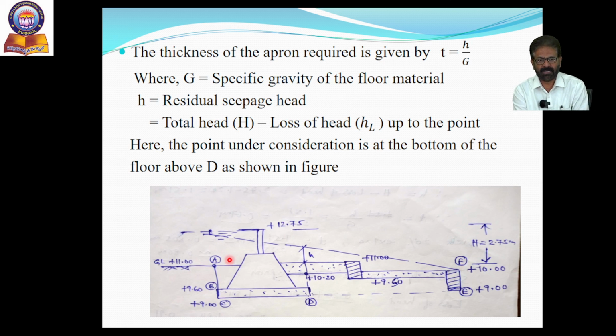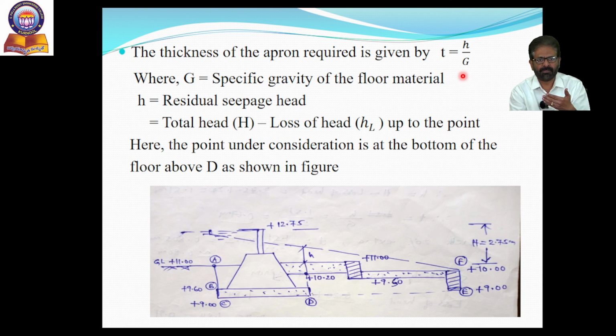Now let us assume the water level on the upstream side is up to the maximum water level, that is up to 12.75 meters. There is no tail water on the downstream side, right? That is up to 10 meters. So therefore the total head available is 2.75. As already explained, 12.75 minus 10 is equal to 2.75. This is the total seepage head available. It is also very clear. As usual, as discussed earlier, the thickness of the floor is given by t is equal to h by G, where G is the specific gravity of the floor material and small h, an important parameter, is the residual seepage head. How to obtain this residual seepage head?